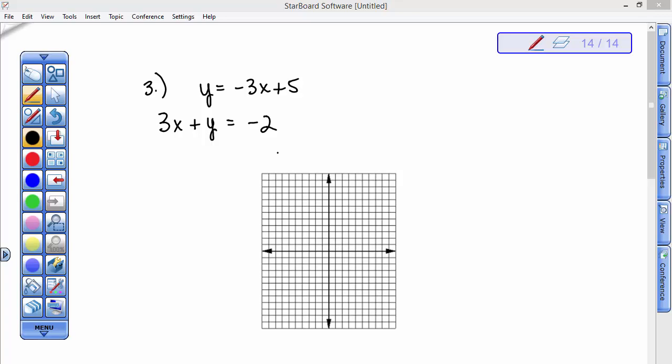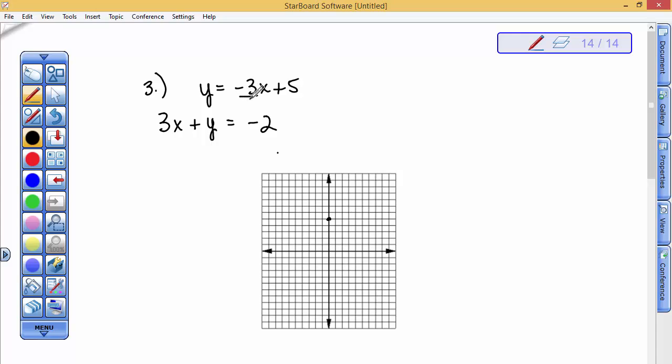Okay, let's graph this system of equations, and they're in very unusual form. The first one is in slope-intercept form, y equals -3x plus 5. So I'm going to go up to the +5, and then I'm going to graph the slope. I'm going to put some ordered pairs in.